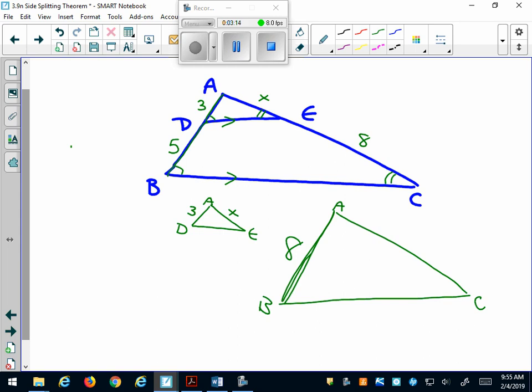What would be the length of AC? Okay, big difference, right? It's not 8x. That would mean 8 times x. That would be like if we did 3 times 5 and got 15 for that side. We wouldn't do that. 3 plus 5. So over here we have to do x plus 8.